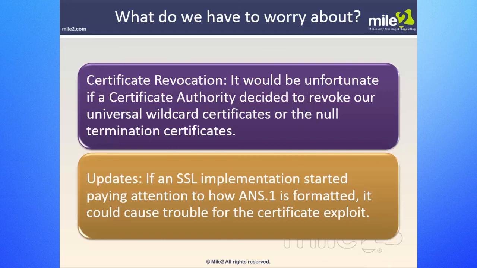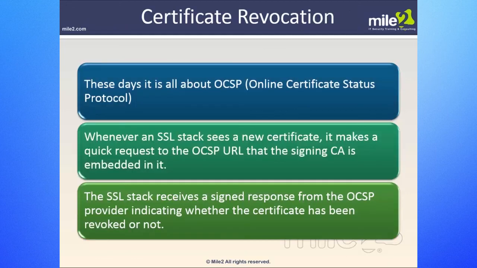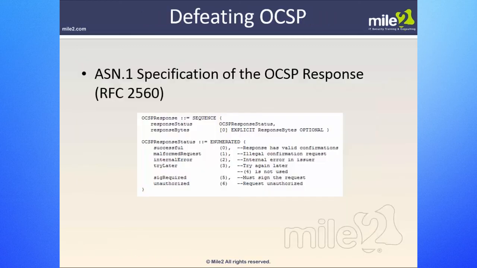So for certificate revocation, these days it's all about the Online Certificate Status Protocol. When an SSL stack sees the new certificate, it makes a quick request to the OCSP URL that the signing CA has embedded in it. The SSL stack then receives a signed response from the OCSP provider indicating whether the certificate has been revoked or not. Now, there is a way to defeat OCSP.